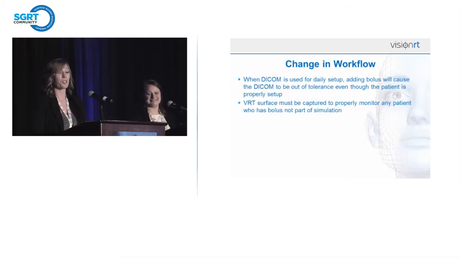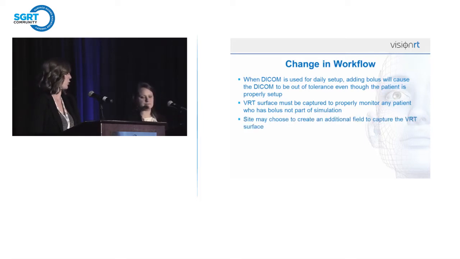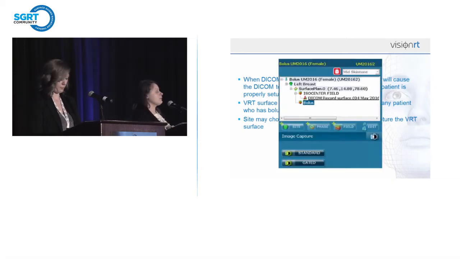A Vision RT surface must be captured to properly monitor any patient who has bolus that is not part of simulation. The site may choose to create an additional field to capture this VRT surface. This would represent what your tree would look like in record mode. You would import all of your normal information and then just add a bolus field to your plan. And then you can use that in treatment mode to capture your bolus reference. You want to create it ahead of time though, because you can't create it in treatment mode. If you don't have it, you're kind of stuck.